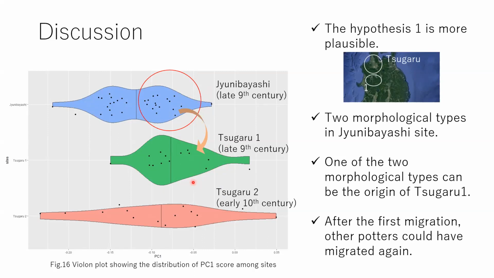In addition, after the first migration, other potters could have migrated again because Tsugaru 2 has more variability than Tsugaru 1. So far, the origin of the second immigration is not sure. It will become clear by future research.